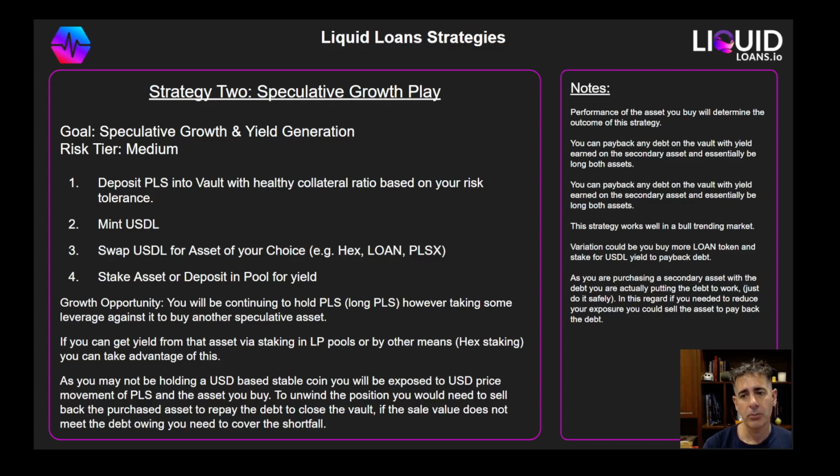As you are purchasing a secondary asset with the debt, you are actually putting the debt to work. Just do it safely. In this regard, if you need to reduce exposure, you could sell the asset to pay back the debt. So choose the assets wisely that you're going to pair up with this, because you're taking the value from your pulse, extracting a little bit of it and putting it to work. But if that moves against you, it would have been better off just holding your pulse.